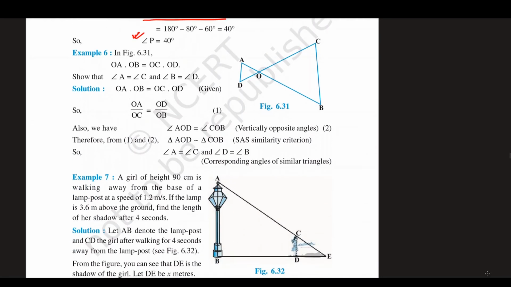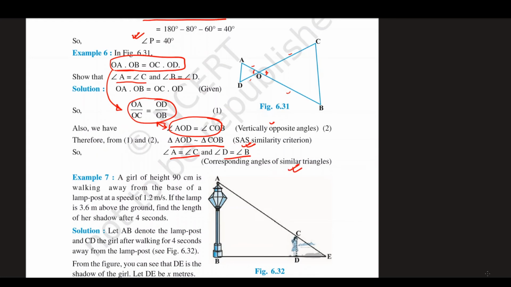Okay, so in this question we are given that OA into OB is OC into OD, and show that angle A is equal to angle C and angle B is equal to angle D. Okay, so first rearrange this condition into this, and these two angles are the same because of vertically opposite angles. Then taking these two conditions together, we can say that AOD and COB are similar due to SAS condition. Then angle A is angle C and angle D is equal to angle B, corresponding angles of similar triangles. Hence we have done this.